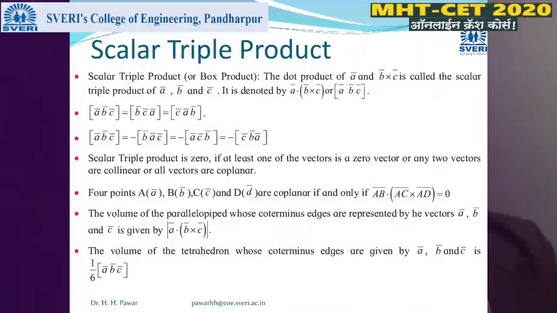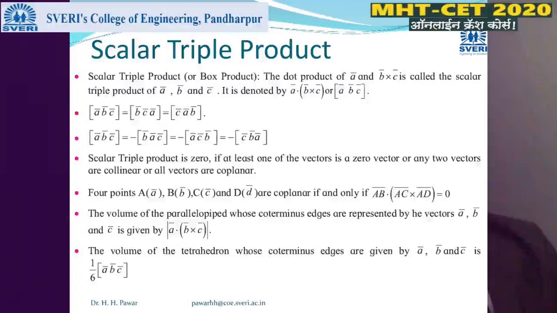Scalar triple product, also known as box product: the dot product of A bar and B bar cross C bar is called the scalar triple product of A, B and C, and it is denoted by A bar dot B bar cross C bar, or in square brackets [A bar, B bar, C bar]. Also take note that the box product of A bar, B bar, C bar is equal to the box product of B bar, C bar, A bar, which is equal to the box product of C bar, A bar, B bar.